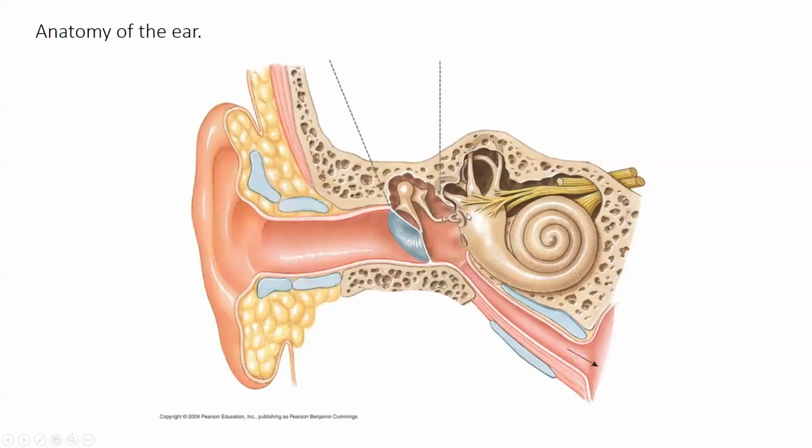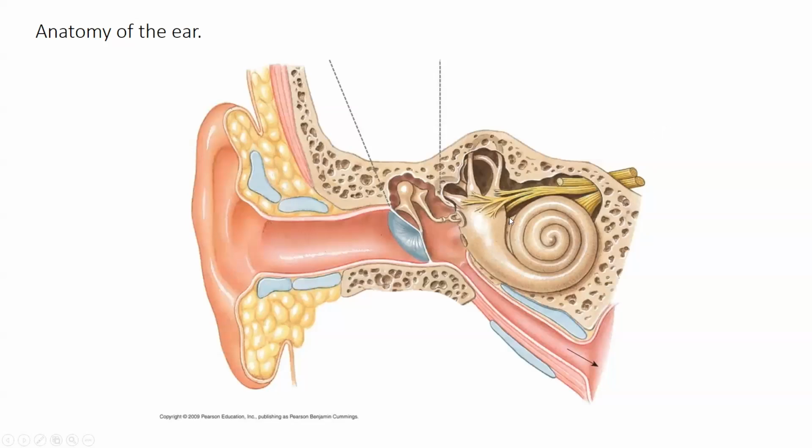Sound waves then are transmitted from the oval window here into a fluid that fills this snail-like structure known as the cochlea. And that has special sensor cells that translate the physical motion of vibration into the electrical impulses that are carried through the auditory nerve back here to the brain.